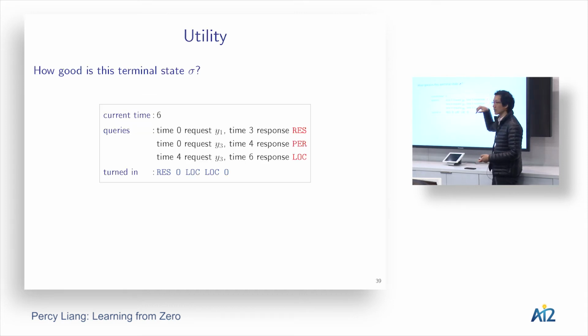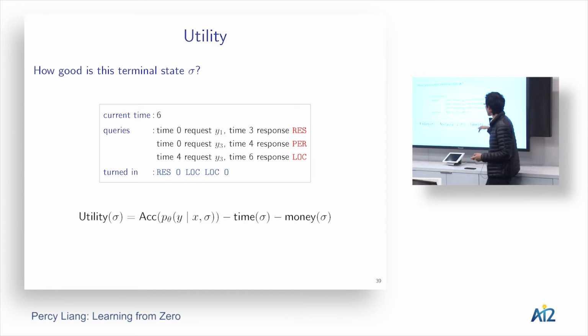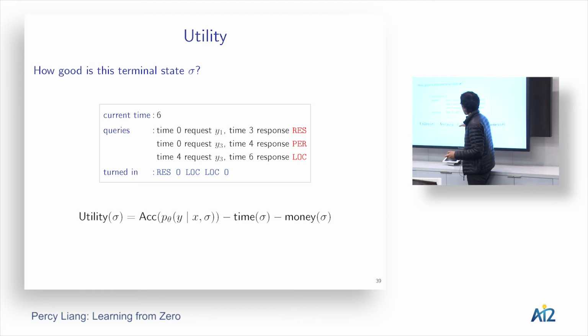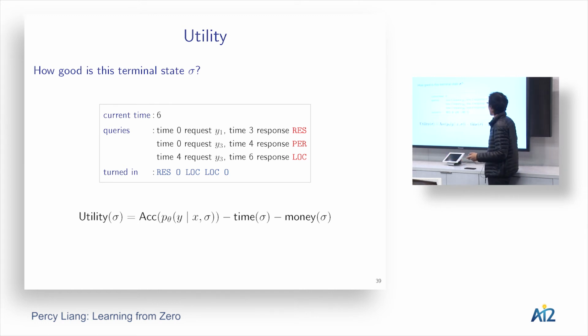And at the bottom of the game tree is the utility function that says how good this state is. So remember, a state is you're at a particular point in time, you made a bunch of queries, and then you turned in some result. The utility is basically the accuracy according to your turned-in result. You can think intuitively this should be basically the entropy if you were using the log loss. And then you get penalized for waiting some time, and you also get penalized for the number of queries you spend.